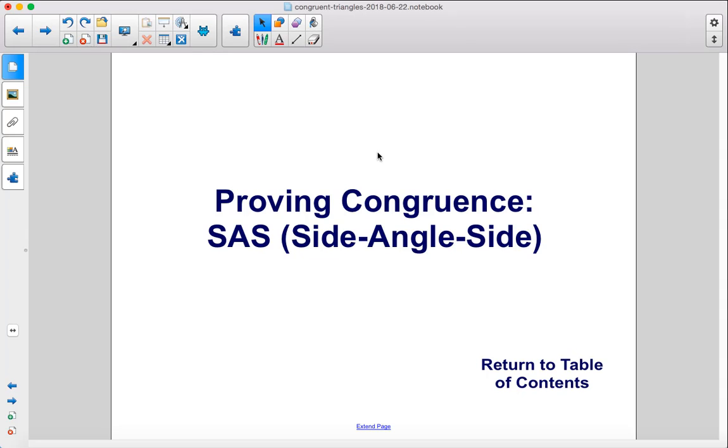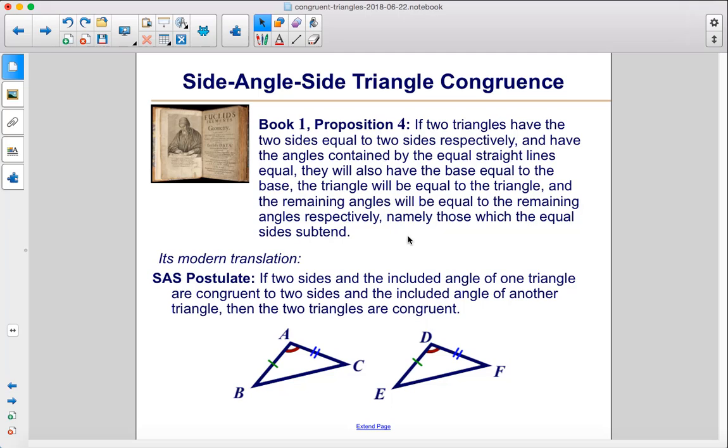Proving congruence, side angle side. Book 1, Proposition 4. If two triangles have the two sides equal to two sides respectively, and have the angles contained by the equal straight lines equal, they will also have the base equal to the base, the triangle will be equal to the triangle, and the remaining angles will be equal to the remaining angles respectively, namely those which the equal sides subtend. The modern translation?